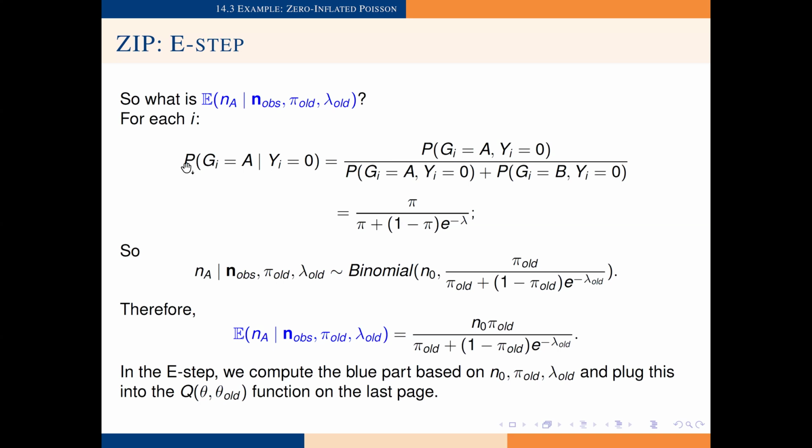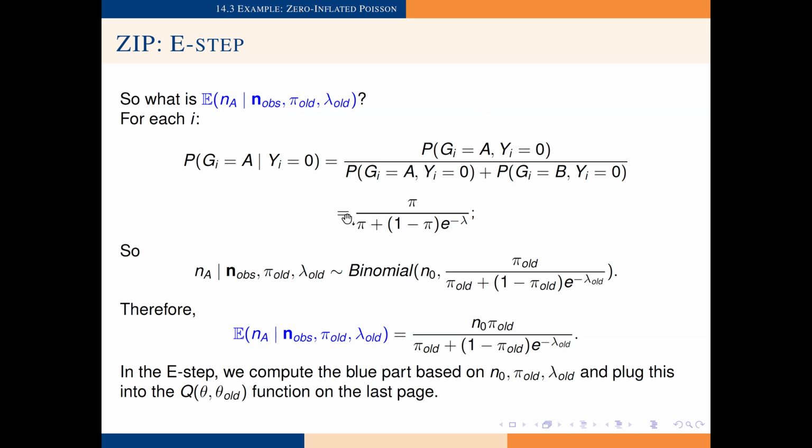So for each i, the probability that G_i, the group membership of the individual, is equal to A, given that Y_i is equal to 0, is going to be given by the joint divided by the marginal again, right? So the joint is the joint probability that group membership is A and the reported drinks is also 0. The marginal is essentially, regardless of group membership, either A or B, what is the chance that we observe 0 drinks? We know that the joint, the numerator, will be given by pi, the probability that someone is from class A and they also have 0 drinks, which is essentially the chance that they come from class A.